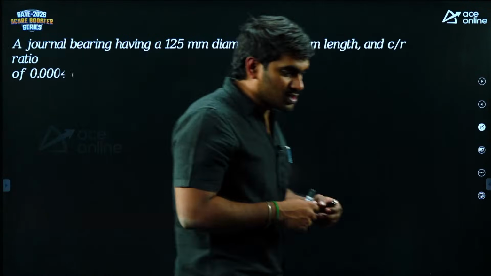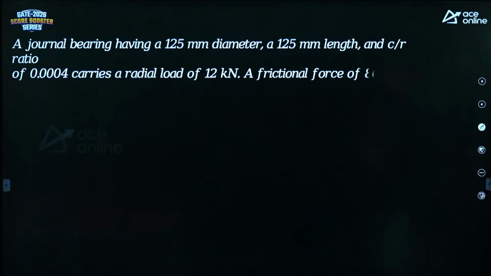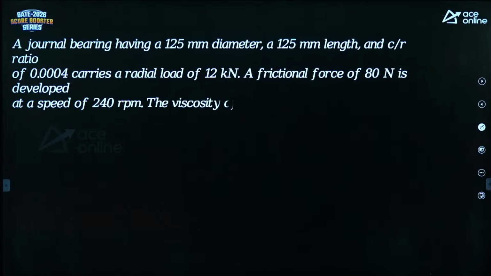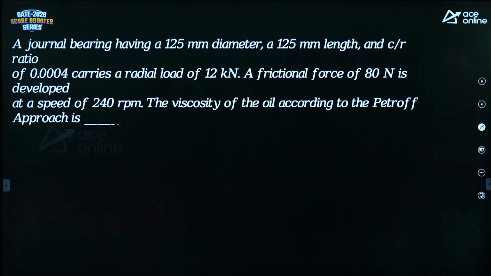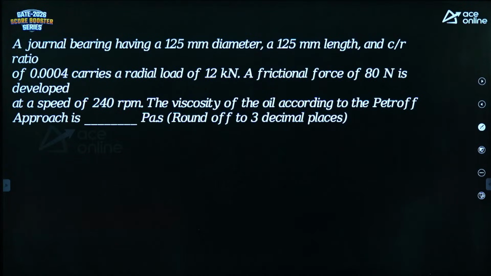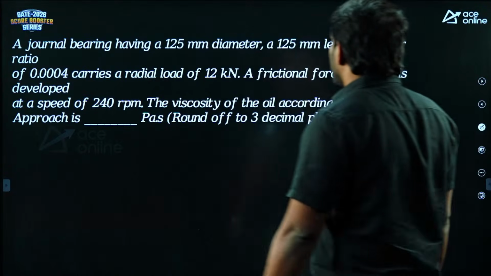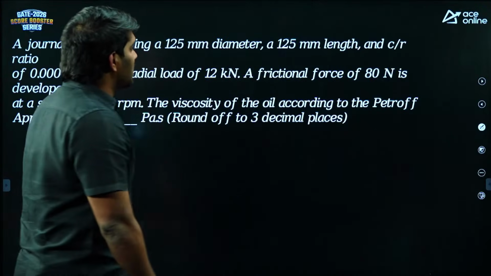See this question. This is one of the most important ones. A journal bearing having 125 mm diameter, a 125 mm length, and C by R ratio of 0.0004 carries a radial load of 12 kilonewtons. The frictional force of 18 newtons is developed at a speed of 240 rpm. The viscosity of oil, according to Petrov's approach, is, he is asking us to identify the viscosity of oil. So how to find this value?